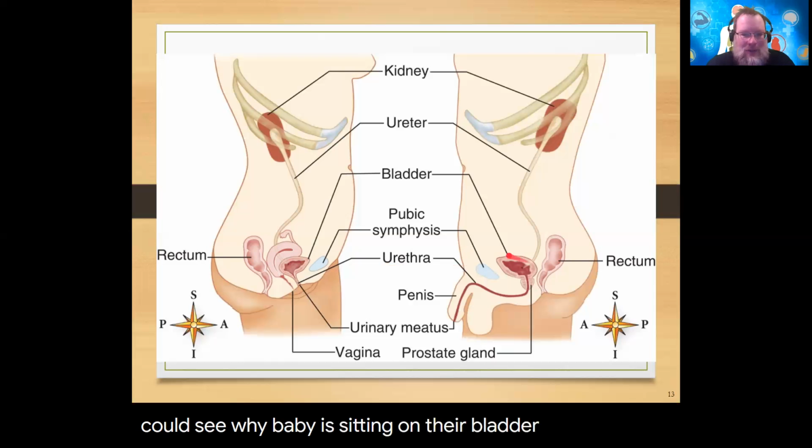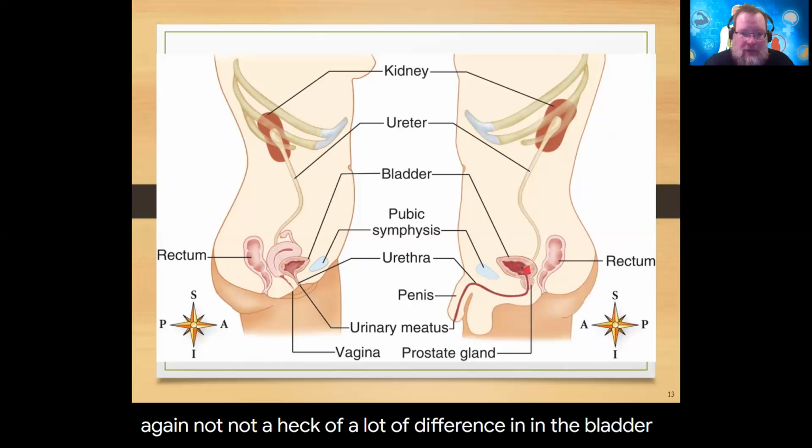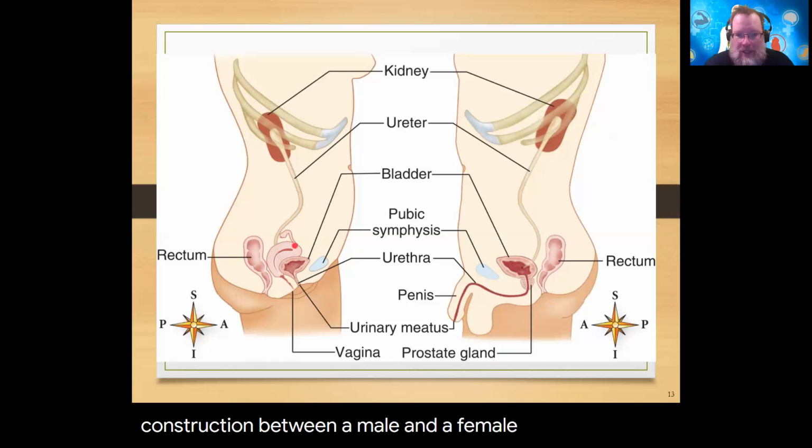All right. So again, not a heck of a lot of difference in the bladder construction between a male and a female. Just some differences in the positioning, the presence of the uterus, and the position between the rectum and the bladder. Over in the male, the rectum and the bladder are closer together.